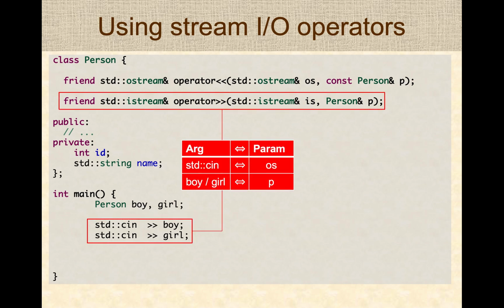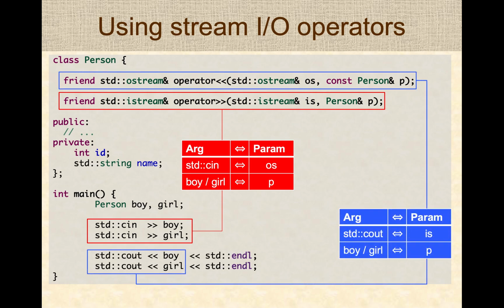Of course, let's look at the method call here. When we call it, cin will by default become the input stream, and the object into which the data is going to be read in the first call will be to read data for the boy. The second call will be to read data for the girl object. So that is how those calls work.